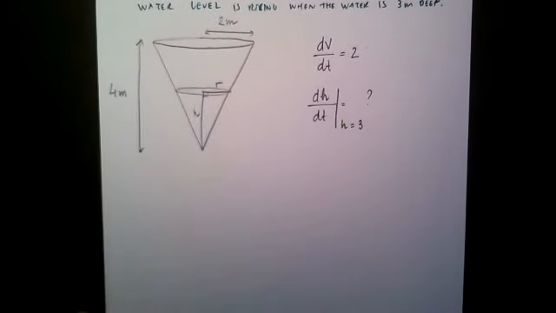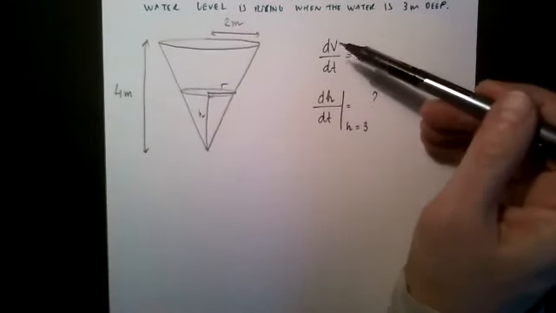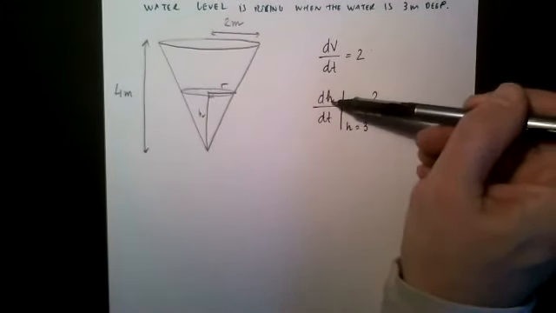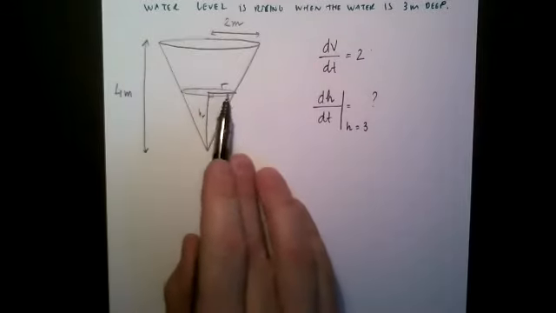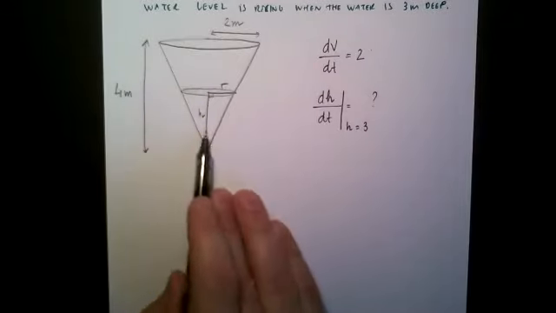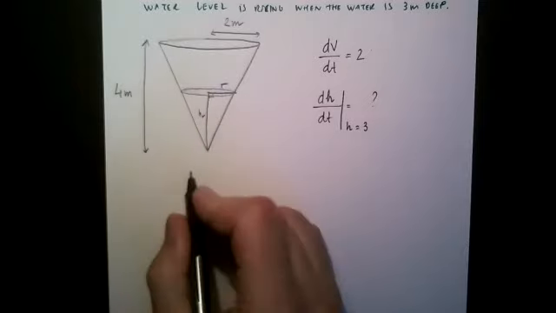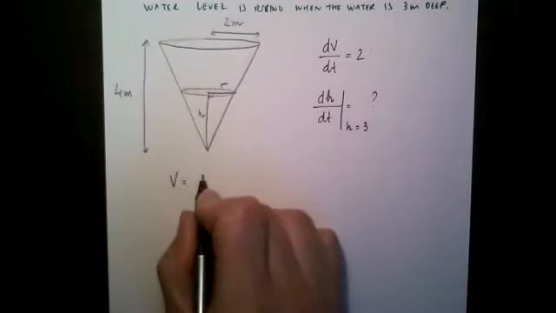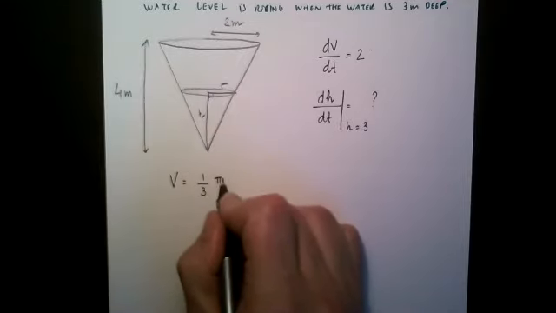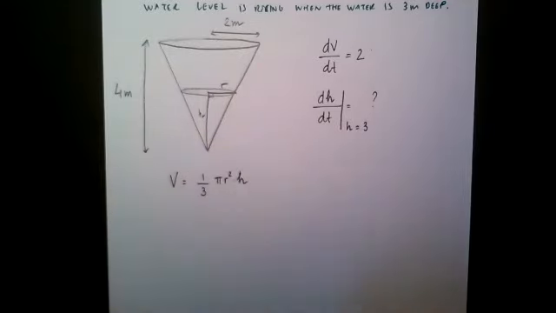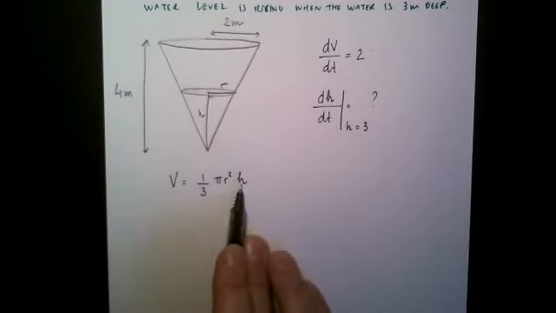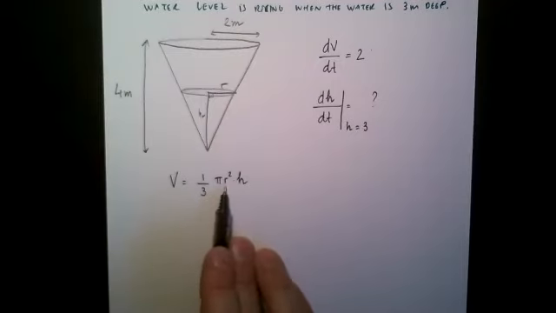Okay. So now I need a relation between volume and height. Well, what is the volume of a cone? So I'm interested in this little cone here. So the volume is, if you remember, 1/3 pi r squared times height. So I need a relation between volume and height. Now I have an extra variable here, the radius, that I need to get rid of.